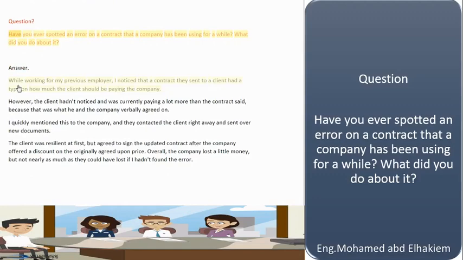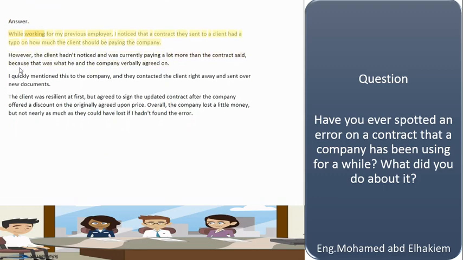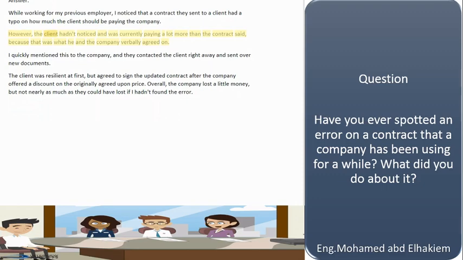Question: Have you ever spotted an error on a contract that a company has been using for a while? What did you do about it? Answer: While working for my previous employer, I noticed that a contract they sent to a client had a typo on how much the client should be paying the company. However, the client hadn't noticed and was currently paying a lot more than the contract said, because that was what he and the company verbally agreed on.